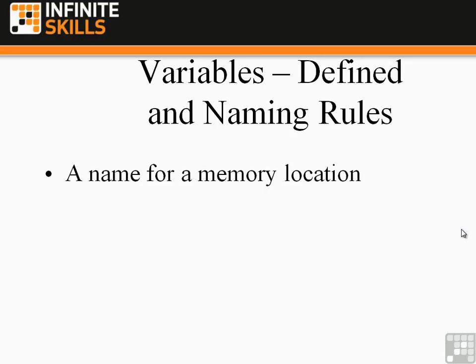A variable is a name for a memory location. Memory locations are normally named using hexadecimal values, and we don't want to have to try to remember hexadecimal values. We won't be able to remember them. So instead we provide a name.